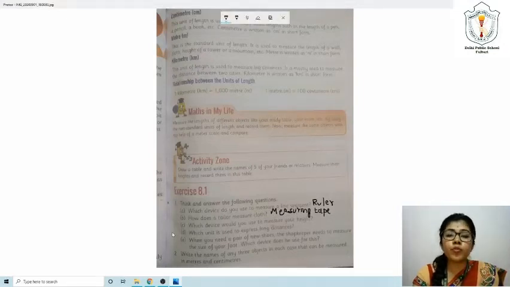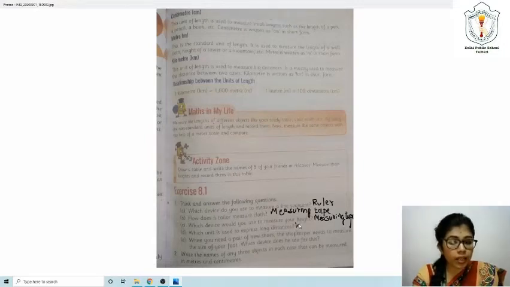Now we'll move to the next part of the question, that is part C. Which device would you use to measure your height? It is also the measuring tape. Now children, I have written this measuring tape, T-A-P-E. Now come to D. Which unit is used to express long distance? I told you it is the kilometer. In brackets, you can also write km. Here I have written kilometer.